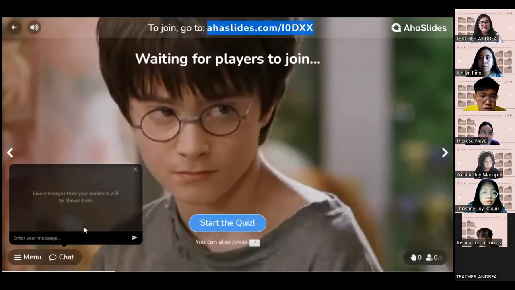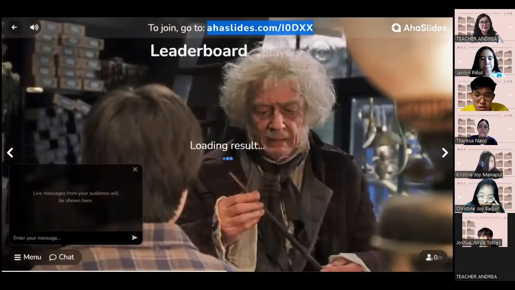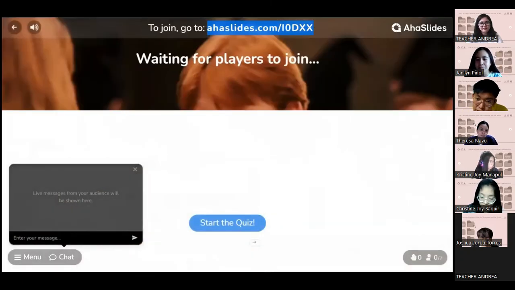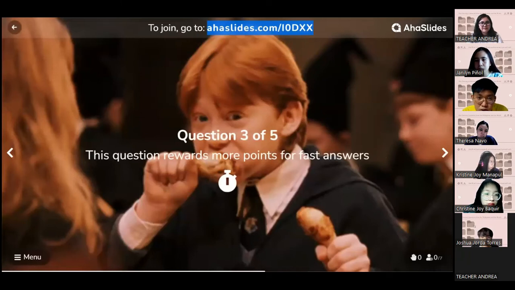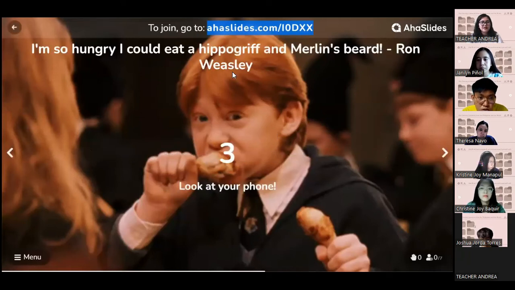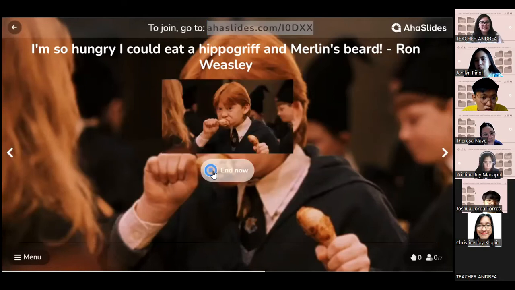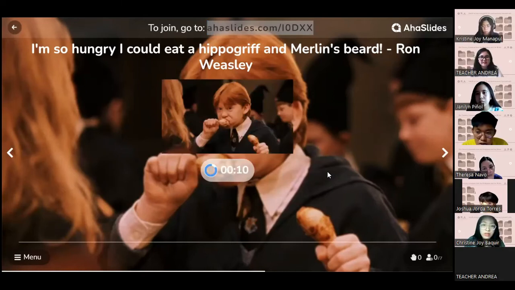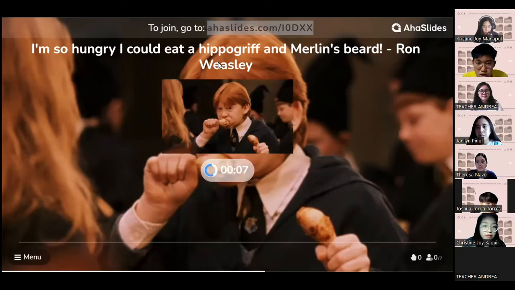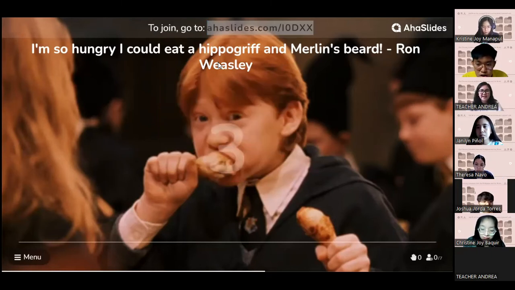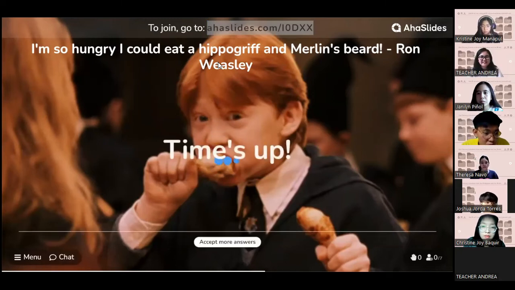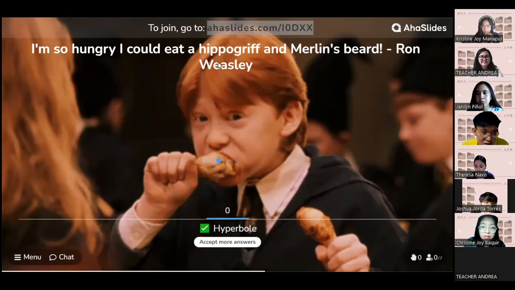So you can raise your hand if you want to answer. So let's go to the third one since we already answered the first and the second one. For our third line from Harry Potter, it's from Ron Weasley: I'm so hungry I could eat a hippogriff, and Merlin's beard. Hey, Christine, you're raising your hand. The answer is hyperbole. Okay, hyperbole. Why? Because Ron doesn't really mean that he's going to eat a hippogriff, because that's so huge. So yes, it's too much exaggeration.